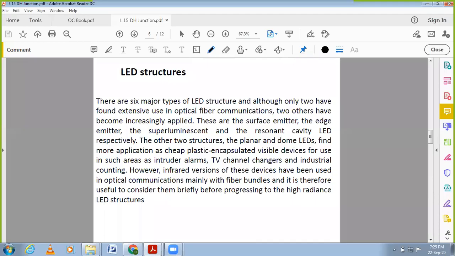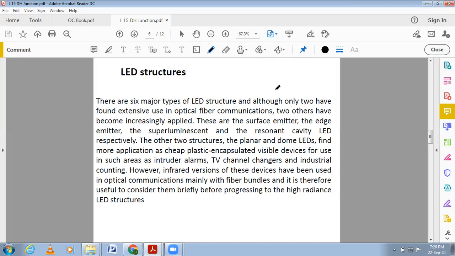Hello students, in today's video lecture we will discuss the LED structures. In the previous lecture we discussed homojunction, heterojunction, and double heterojunction. A homojunction is made between similar types of semiconductor material, while a heterojunction is formed between two different types of semiconductor material. Now we will discuss the LED structures.